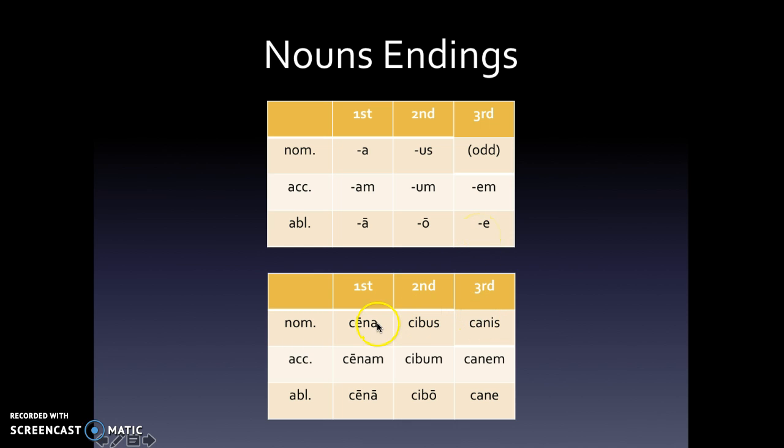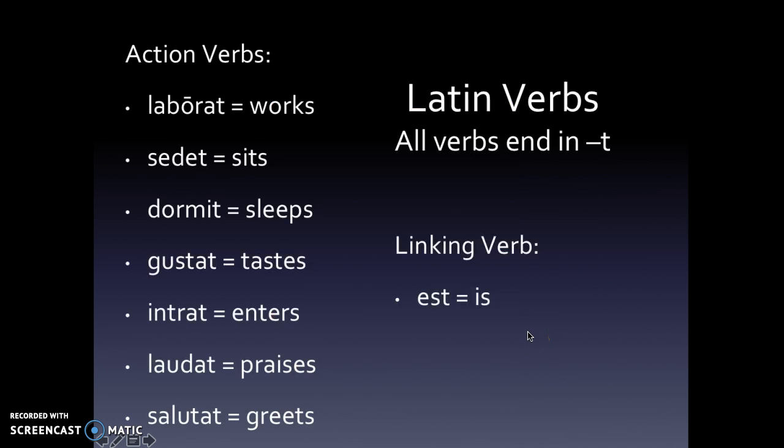So we have a couple examples here. Cena, cenam, cena. Cibus, cibum, cibo. Canis, canem, cane. So these are how all these words will look different according to their function in a Latin sentence. We have a couple more action verbs now. Our verbs at this point all end in T, so it's pretty easy to recognize them. And that's true for both our action verbs and for our one linking verb.